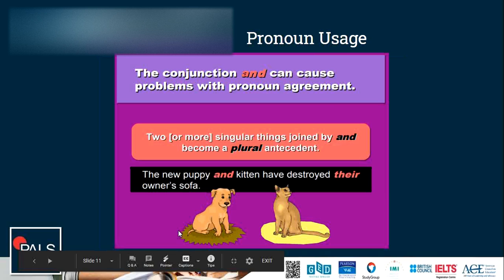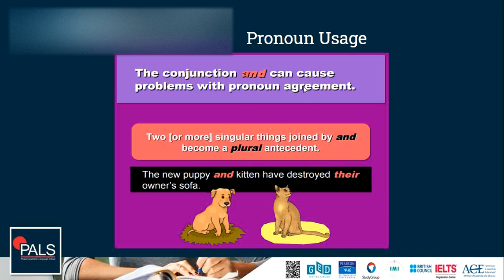So the conjunction can cause problems with pronoun agreement. Two or more singular things joined by and become a plural antecedent. Of course, we've talked about that in subject-verb agreement. So the new puppy and kitten have destroyed their owner's sofa, because we're talking about two animals here.